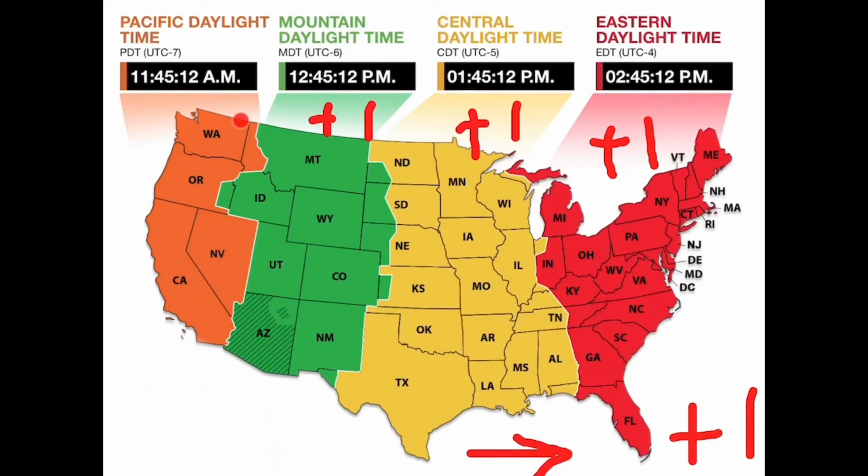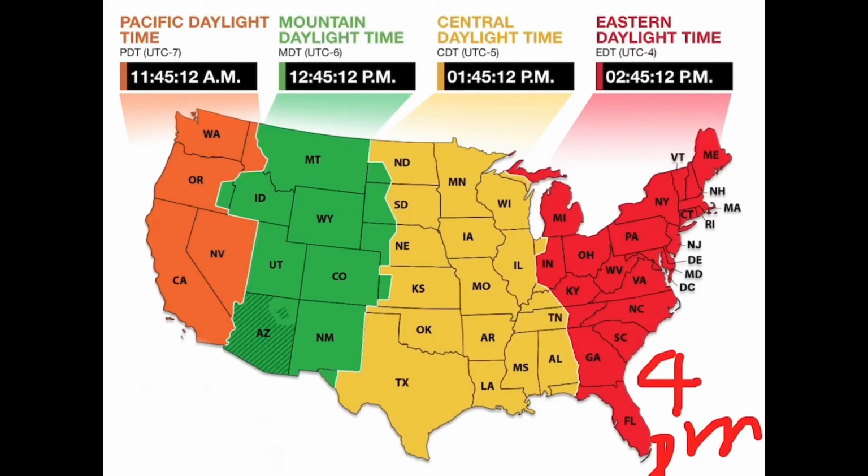So you can see from 11:45, gradually adding 1 hour becomes 12:45 p.m., adding another hour becomes 1:45 p.m., adding another hour becomes 2:45 p.m., which will be Eastern time for Georgia. And that's the way I figured it out.